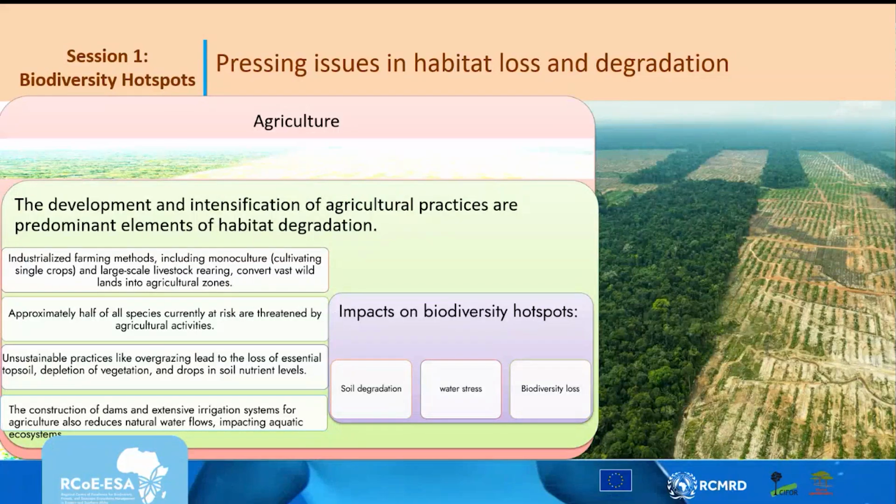Another major driver of habitat loss is agriculture. Most of our countries are agriculture dependent, so we can't stop doing agriculture, but we can do our agriculture in a sustainable way. So we need to understand the intensity of the agriculture being carried out within our country. How pervasive is it in terms of destroying the habitats within our ecosystem? So we need to understand all this, then it becomes easy.